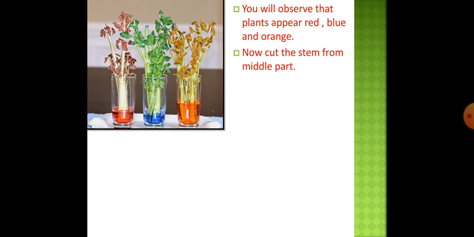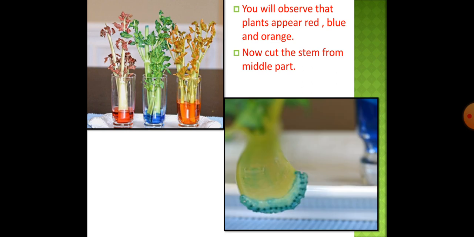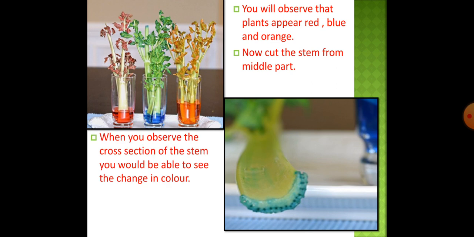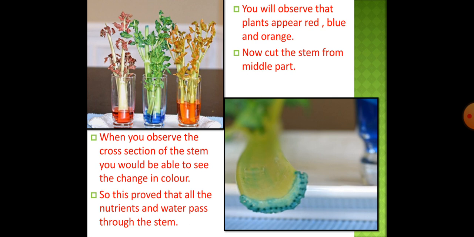Now cut the stem from middle part. Okay, you will have to cut the stem from the middle part, like see this picture. This is the cut part of the stem and this is called cross section of the stem. So when you observe the cross section of the stem, you will be able to see the change in color. So this proves that all the nutrients and water pass through the stem, because as you can see the color of the stem is changed.